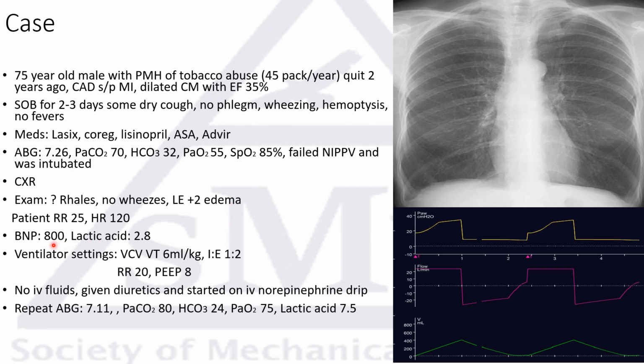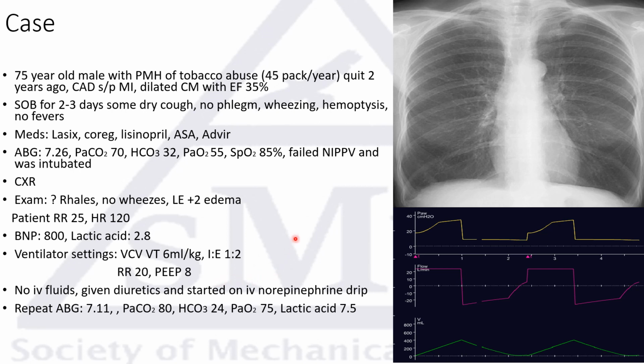Another thing which threw everybody off is that his BNP is elevated. So again, BNP is not made to diagnose heart failure, it's just to rule out heart failure. Patients again with chronic pulmonary hypertension or dilated cardiomyopathy might be living at an elevated BNP. It does not by itself say volume overload.